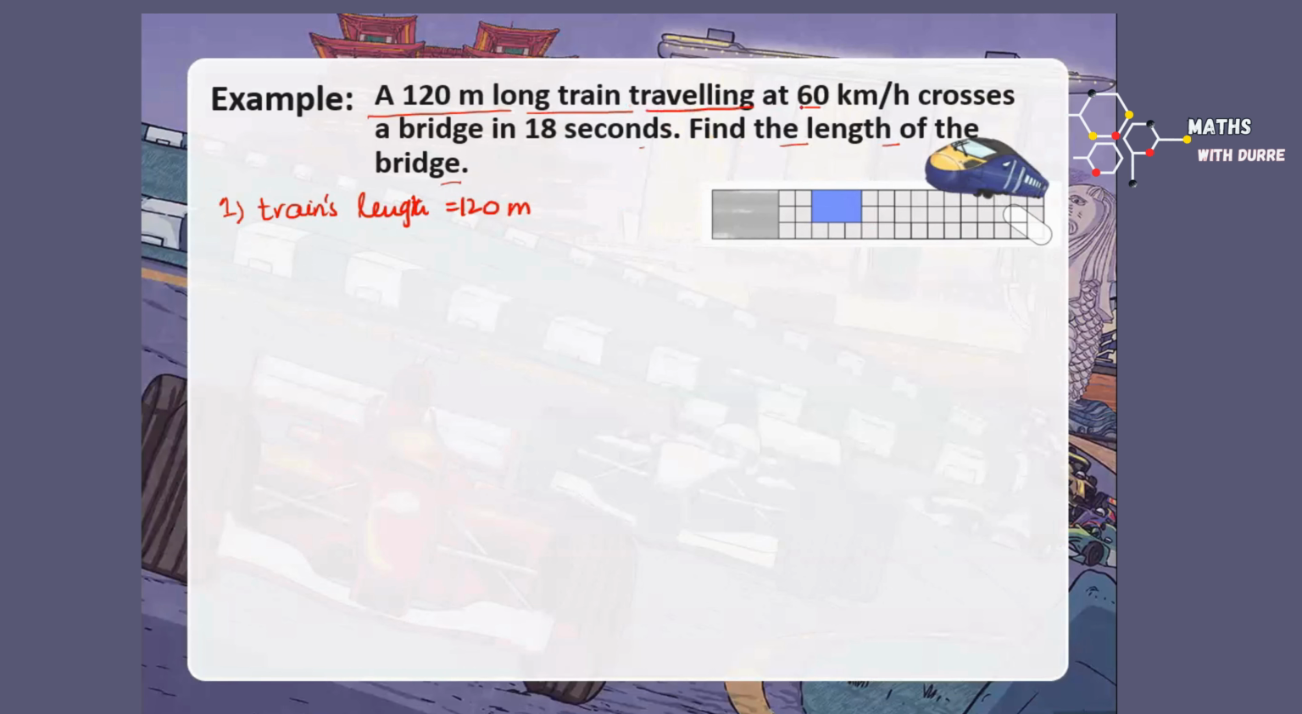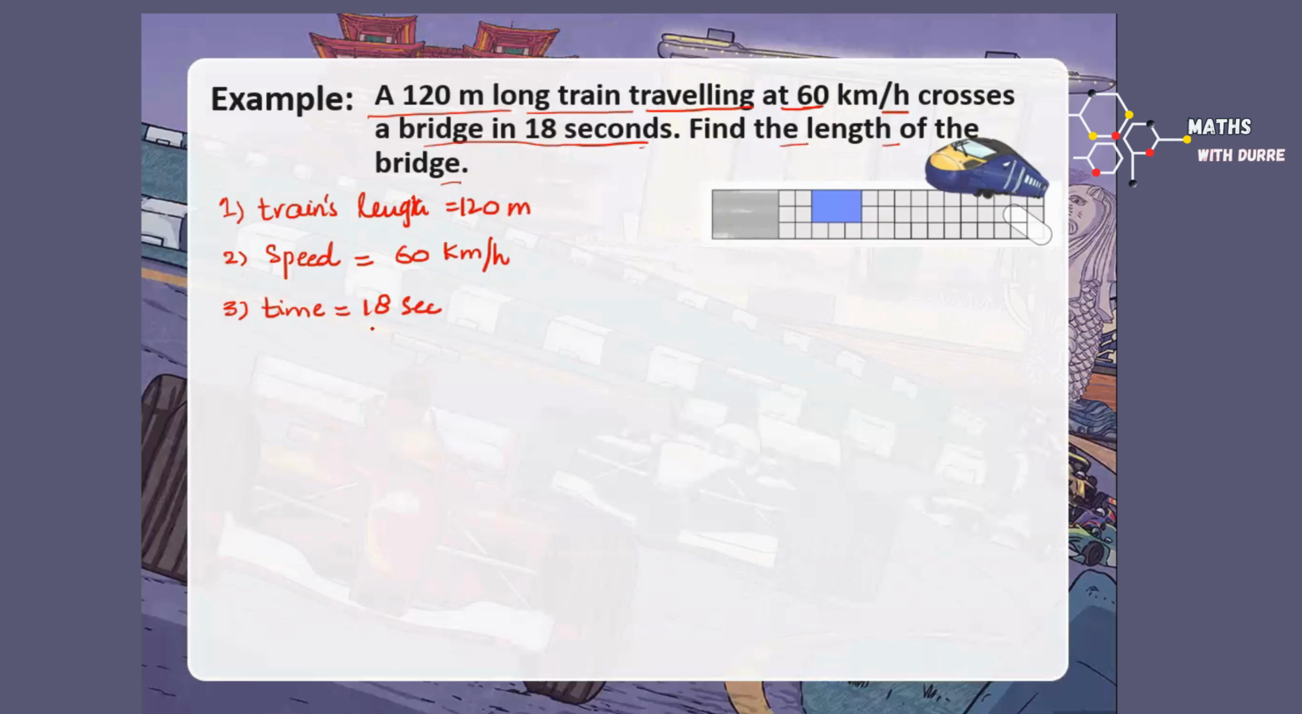Number two, it's traveling at a speed of 60 kilometers per hour. It means speed is 60 kilometers per hour. All right. Next, it takes 18 seconds to completely cross the bridge. It means that's the time. So time is 18 seconds. What will be our next step?